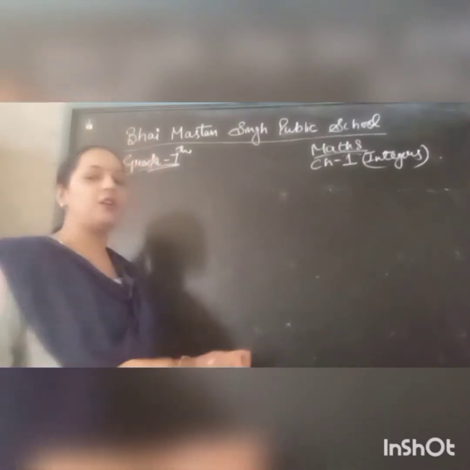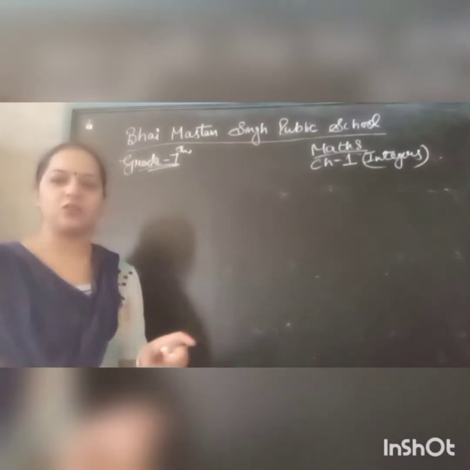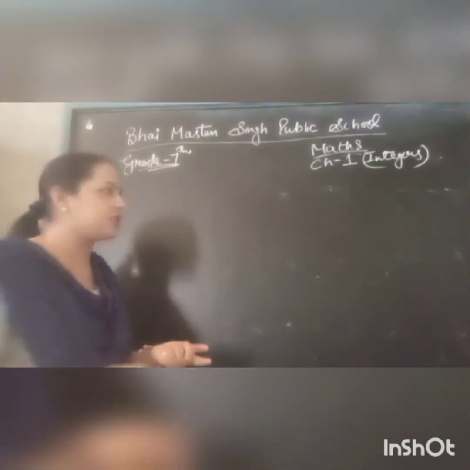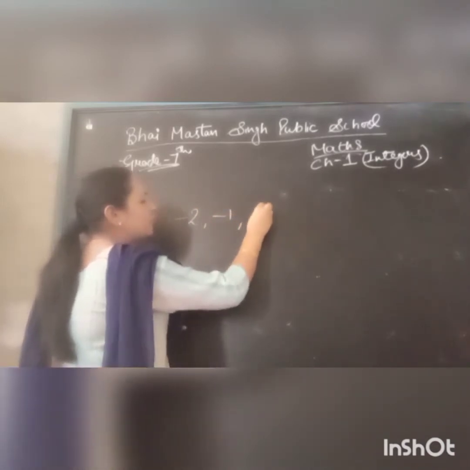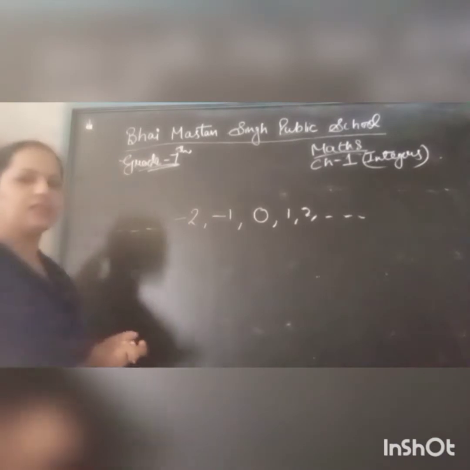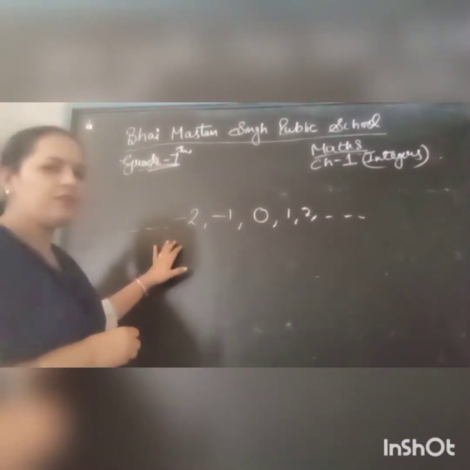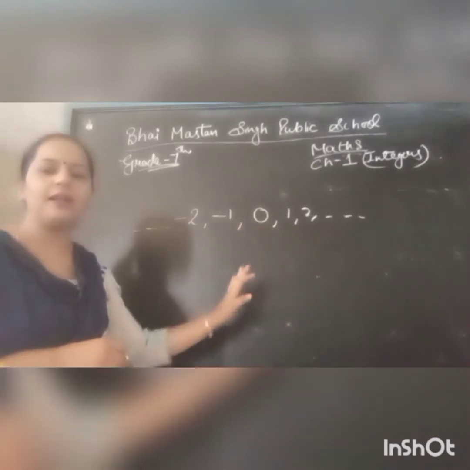Today we are here to discuss your chapter number 1 that is related to integers. So firstly we will discuss what are integers. All negative and positive numbers including 0 are called integers.